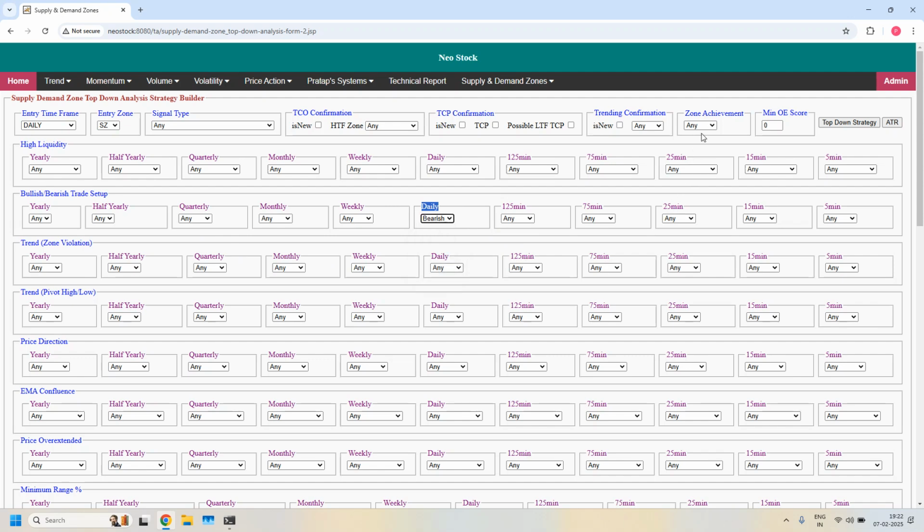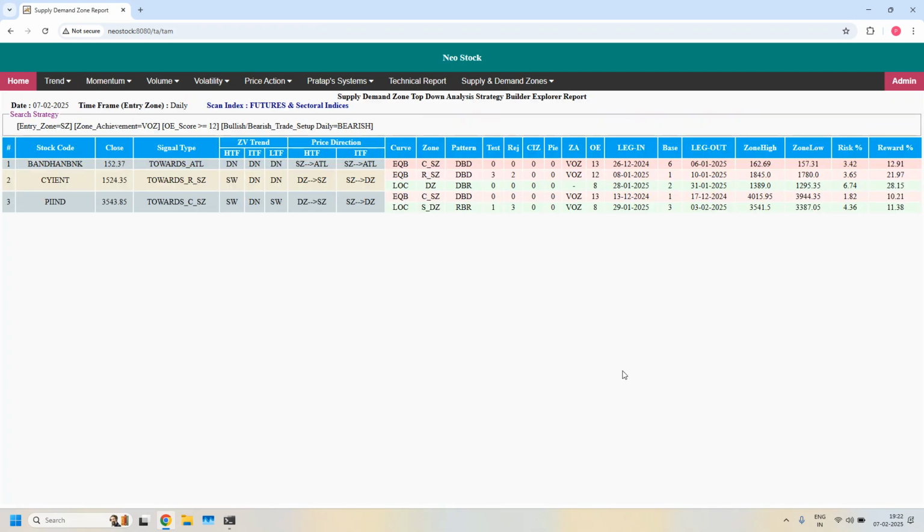And the two filters I am setting are zone achievement violated opposing zone, and minimum odd enhanced score 12. Both the filters are applied to daily supply zone. Let us filter the stocks. We got 3 stocks.